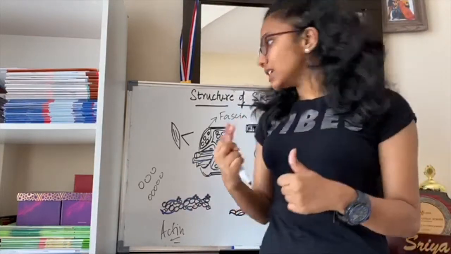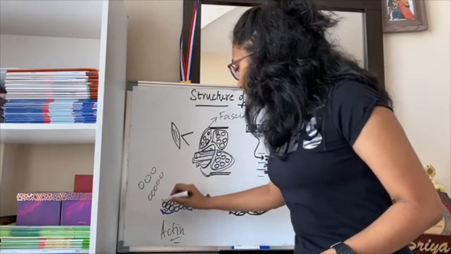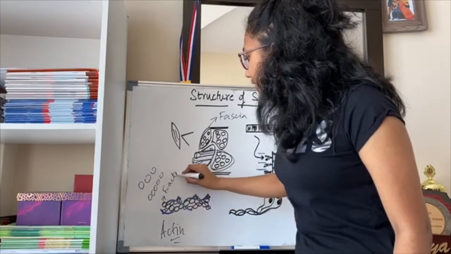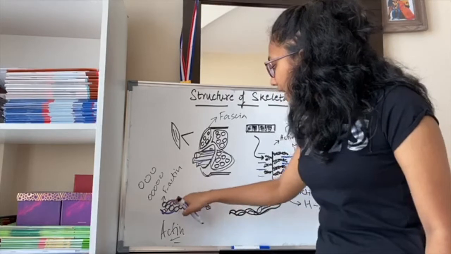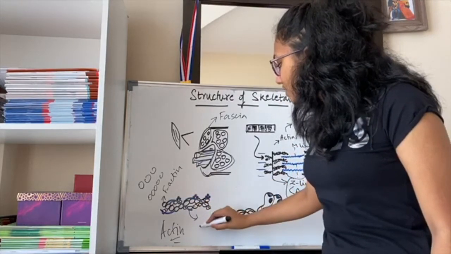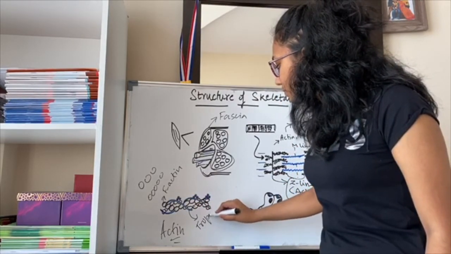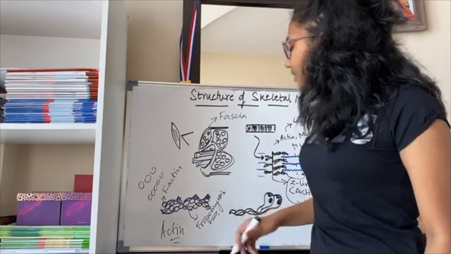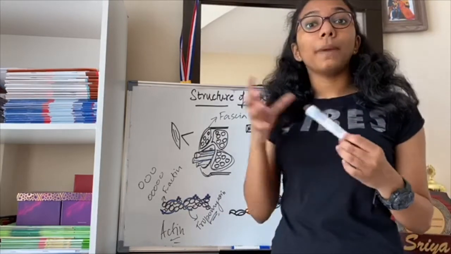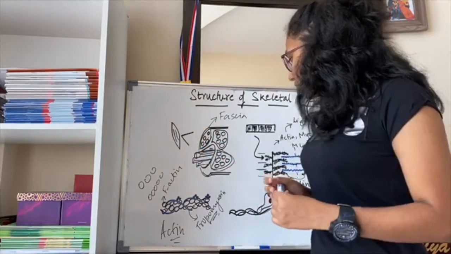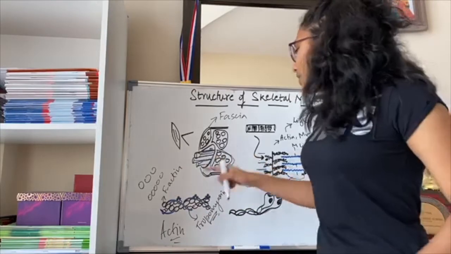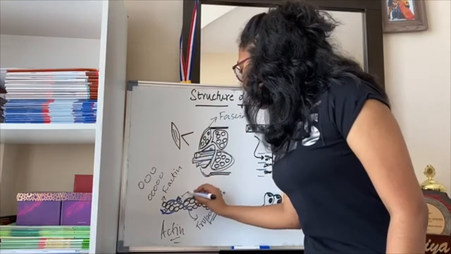Now the second one is tropomyosin. Okay, let's call this F-actin or filamentous actin. This blue line you see here is the tropomyosin. And this one, it covers the binding sites of actin, and it's also a structural protein in actin. The third one, very important one, is troponin.